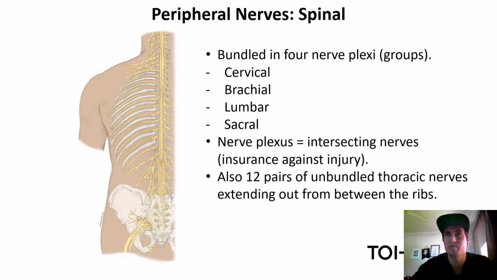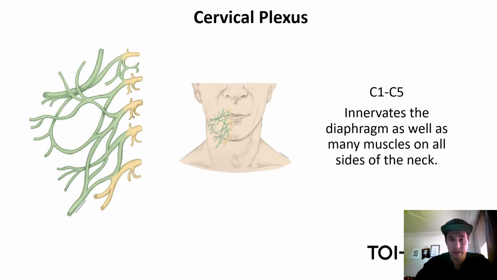I guess it's probably a little bit like the circuit board within a house and having wiring on different circuits. If everything was wired to one circuit and there was injury, or there was a shortening within it, it would shut down the whole space. There's also 12 pairs of unbundled thoracic nerves extending out between the ribs. So we're just going to look at these in their individual groups.